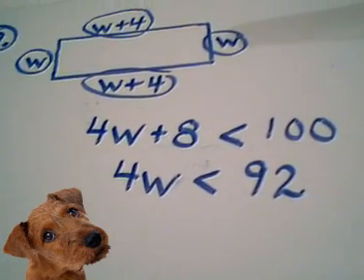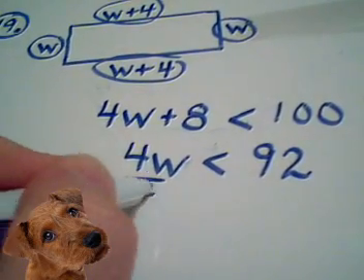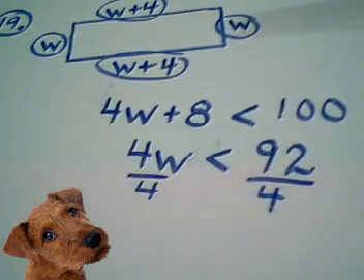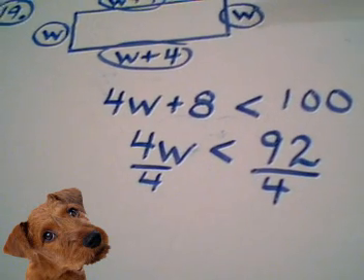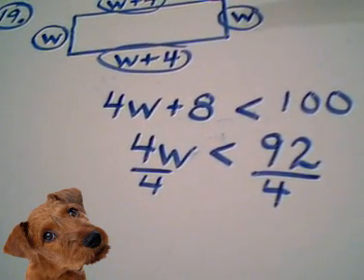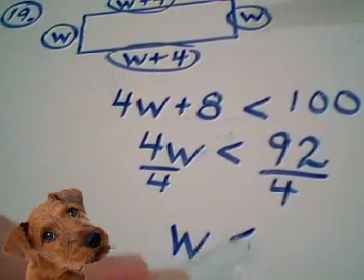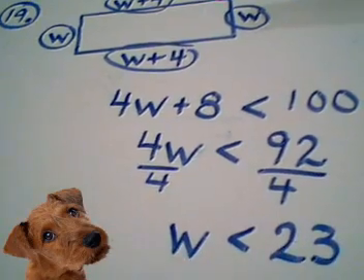Now, what we have to do to finish is we have to divide both sides of this inequality by 4. So, we're going to take 92 and divide it by 4, which I believe is going to give us 23.